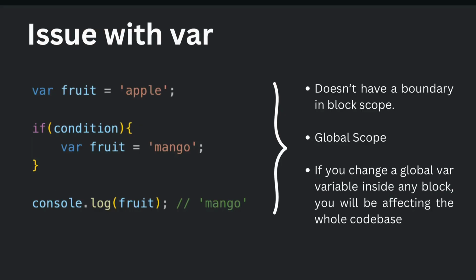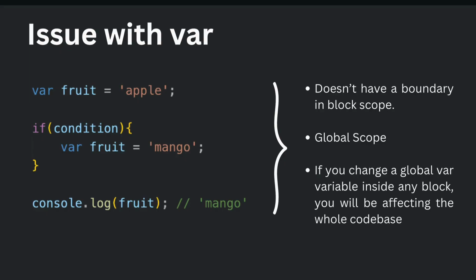Let us look at the issue with var. The issue comes when we try to restrict the variable using the var declaration in a block scope, inside the curly braces. That doesn't happen here. Here we have var fruit is apple. Inside some if condition, we redeclare it with var fruit is mango, and outside the condition, outside the block scope, if we console log the fruit, we see that it will be mango. So unlike let and const, it is getting overridden. That is because there is no such boundary of block scope in var, and thus it will have a global scope if we make any mutations or changes inside a block scope.